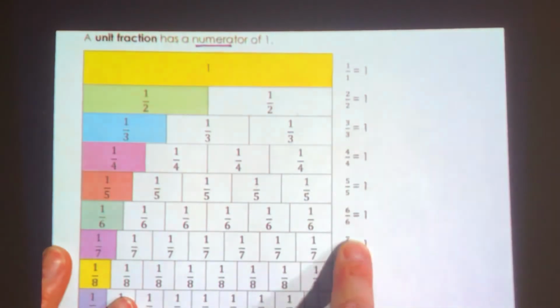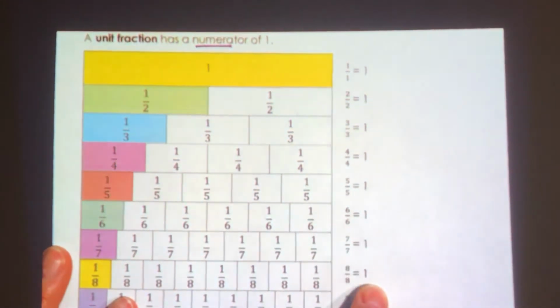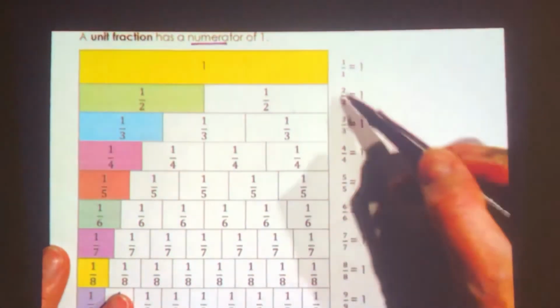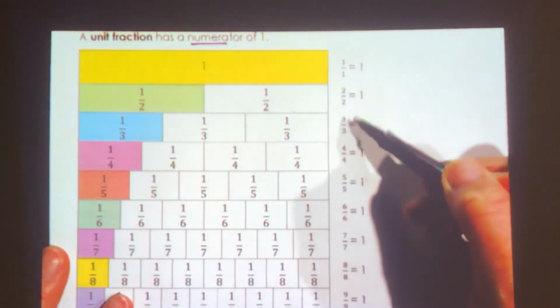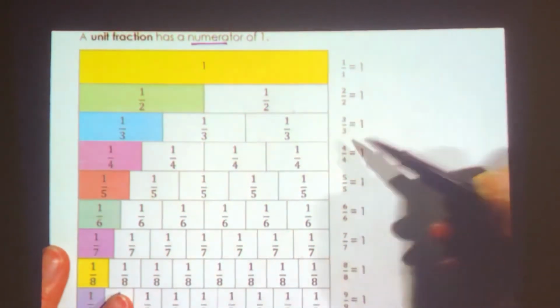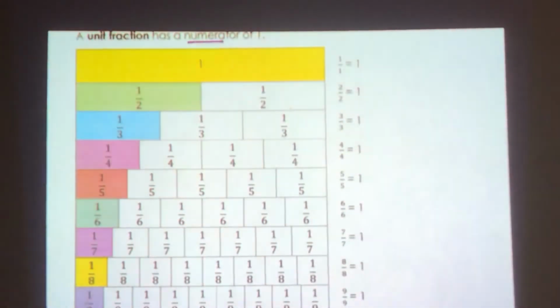That happens every time you have a number over top of itself, because it's saying that you have all the pieces. If you have 7 out of 7 pieces, you have the whole candy bar. If you have 8 out of 8 pieces, you have the whole candy bar. And also, if you connect this back to division, when you divide a number by itself, 2 divided by 2 is 1. 3 divided by 3 is 1. 4 divided by 4 is 1. Fractions are like little division problems as well.